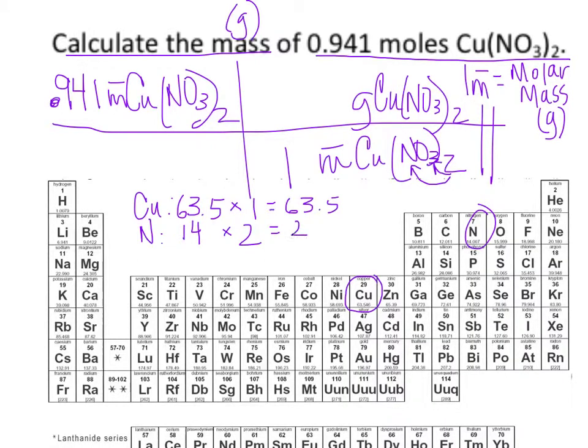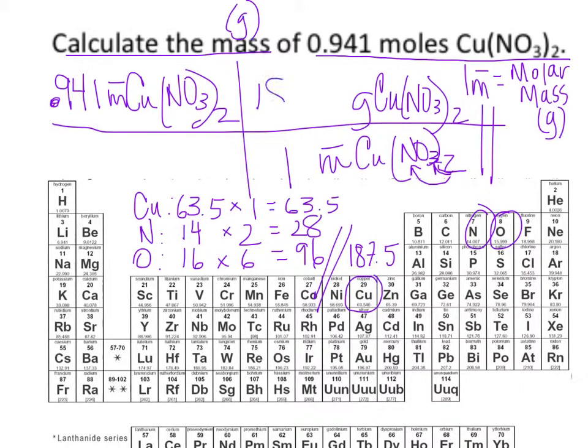Okay, so that's 28. Then oxygen, or excuse me, its atomic mass is 16, and then 2 times 3 is equal to 6. So there are 6 of those, and 6 times 16 is 96. When you add all of those together, you get 187.5. And so that is what will go on the top of this section right here.